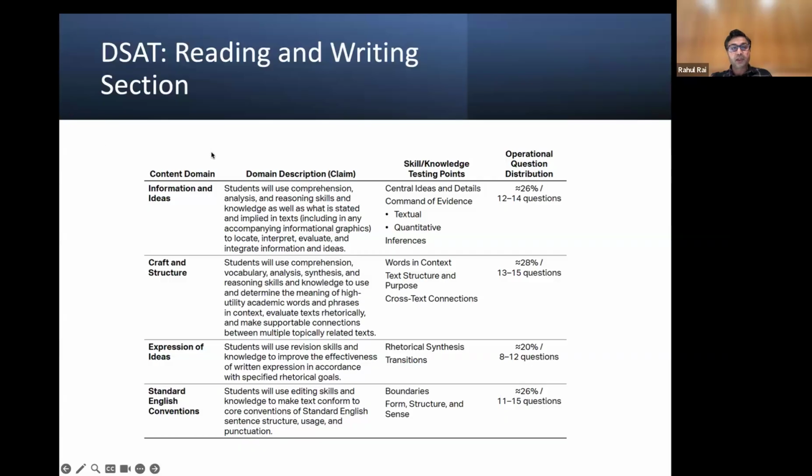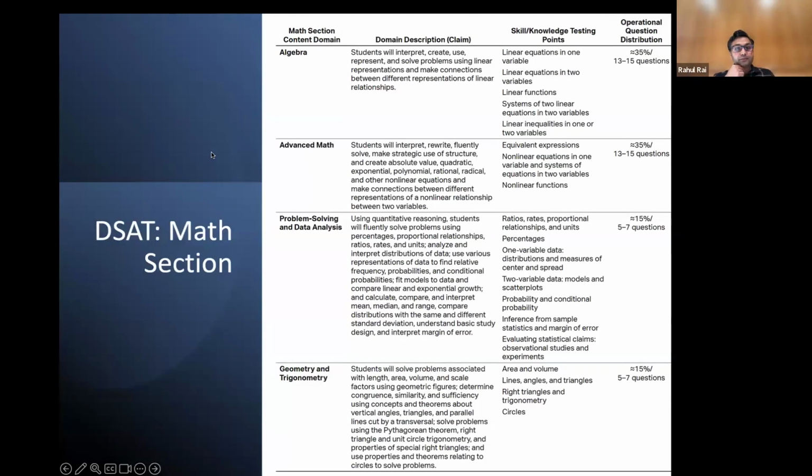Now, when we go to the DSAT math section, the math section can be broken down into 4 subsections, which are algebra, advanced math, problem solving and data analysis, and geometry and trigonometry. Similarly, each of these subtopics can further be broken down. If you take the subtopic advanced math, then the subtopics are equivalent expressions, nonlinear equations in one variable, systems of equations in two variables, and nonlinear functions. So those are the topics.